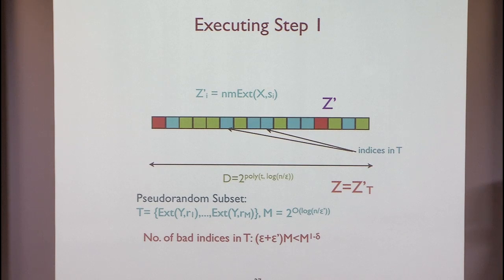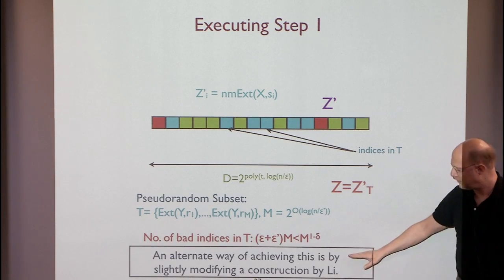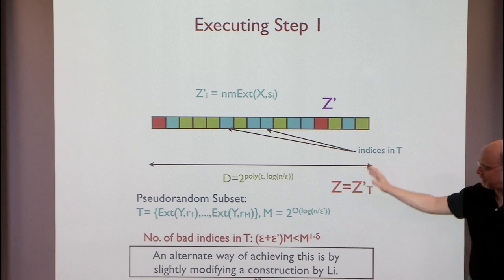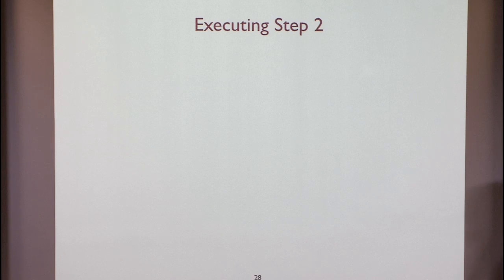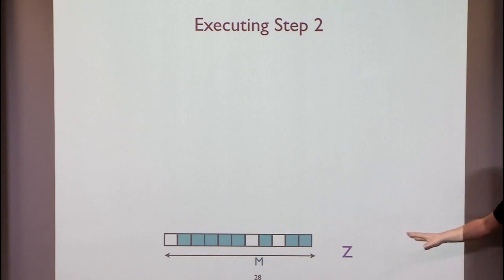But I don't want to spend too much more time on this, because actually this step can be achieved in an alternate way, just by slightly modifying a construction of Li. But this is a way to do that. So I want to spend most of the time executing this second step. So what do we have in the second step?